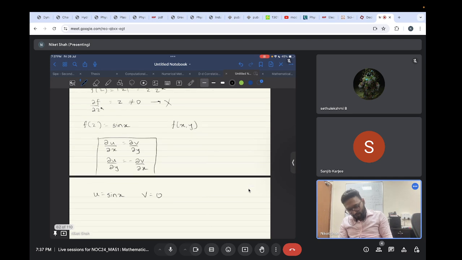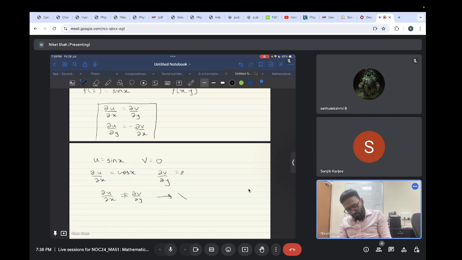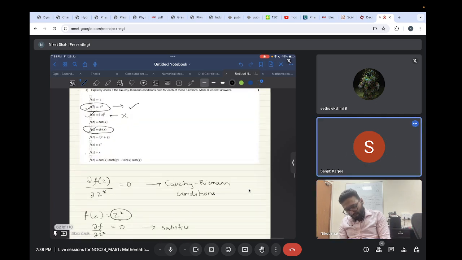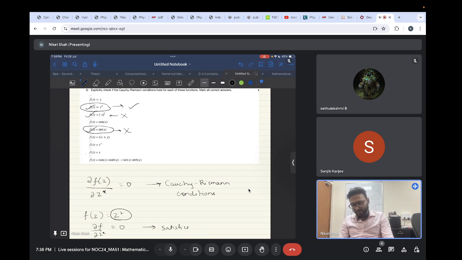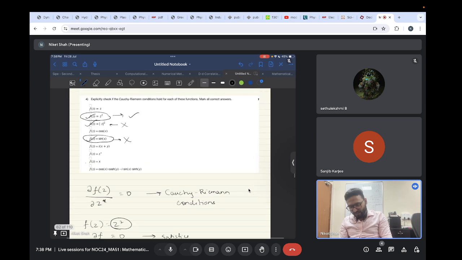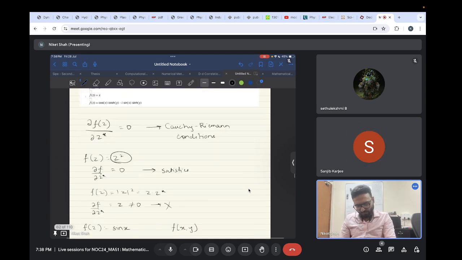So using these conditions, del u by del x is equal to cos x, and del v by del y is equal to 0. So del u by del x is not equal to del v by del y. Therefore, not satisfied. So f of z is sine x does not satisfy Cauchy-Riemann conditions. Right. And similarly, you can check the others. There are many functions. Just go ahead and use these conditions and check and mark all the correct answers in the assignment. Is this okay? This is pretty straightforward, so I hope there's no confusion.